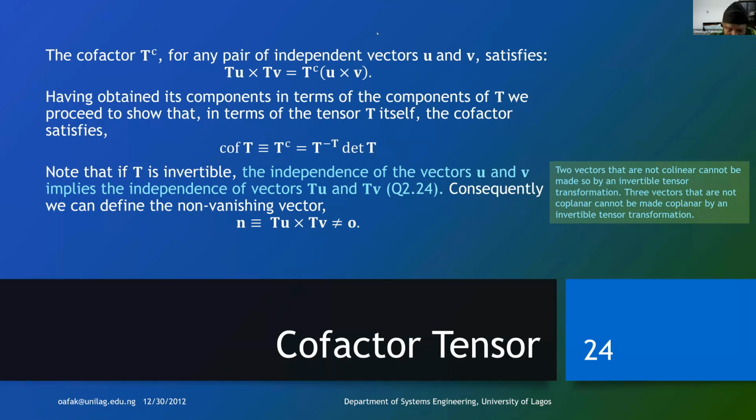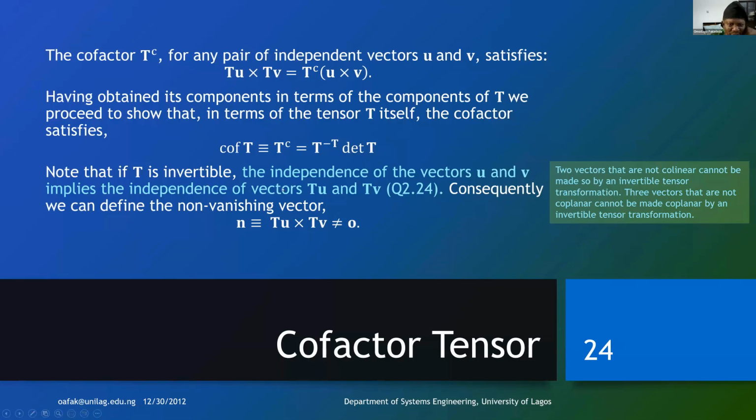Not all tensors are invertible, but the fact that a tensor is not invertible doesn't mean it doesn't have a cofactor. This definition presupposes that the tensor is invertible. But in case the tensor is invertible, this is also the cofactor of that tensor. What we are doing now is proving that if the tensor is invertible, this will also be the cofactor of the tensor. And so we begin from this definition, that is TU cross TV is the cofactor operating on U cross V. Once we have that, we can go and prove that this is also correct, which is what we are doing in the next few slides.